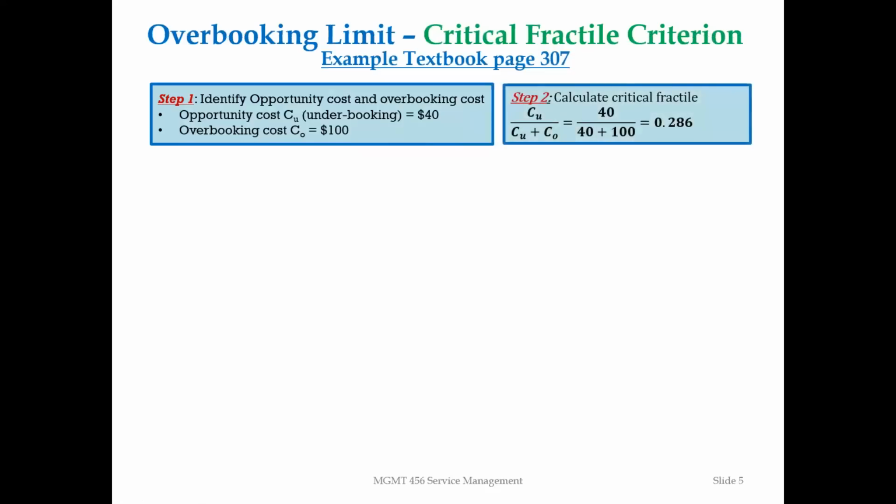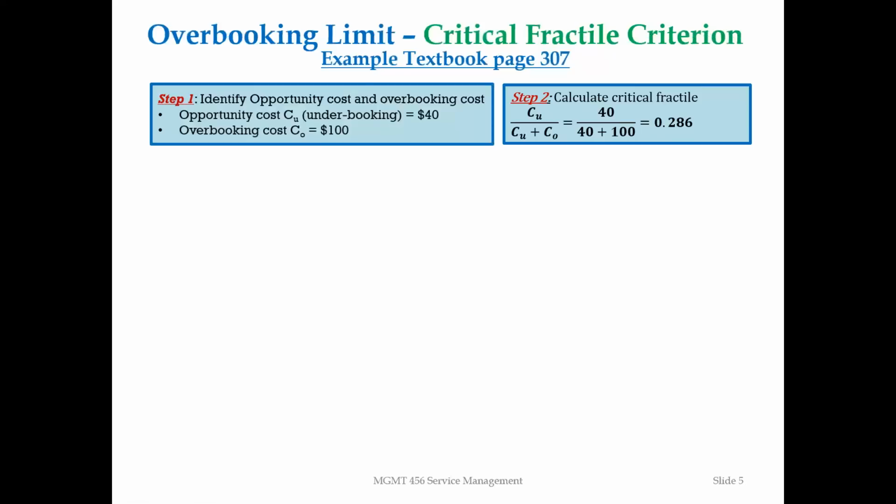Step 2 is also very simple. Calculate something called the critical fractile. The definition of the critical fractile is CU divided by CU plus CO. You don't have to memorize the formula. The formula will be provided in the exam. So for step 2, just use the formula to calculate the critical fractile. CU from step 1 is 40, CO is 100. We plug in the numbers, do the math, and get 0.286. So that's step 2. Steps 1 and 2 are pretty simple.